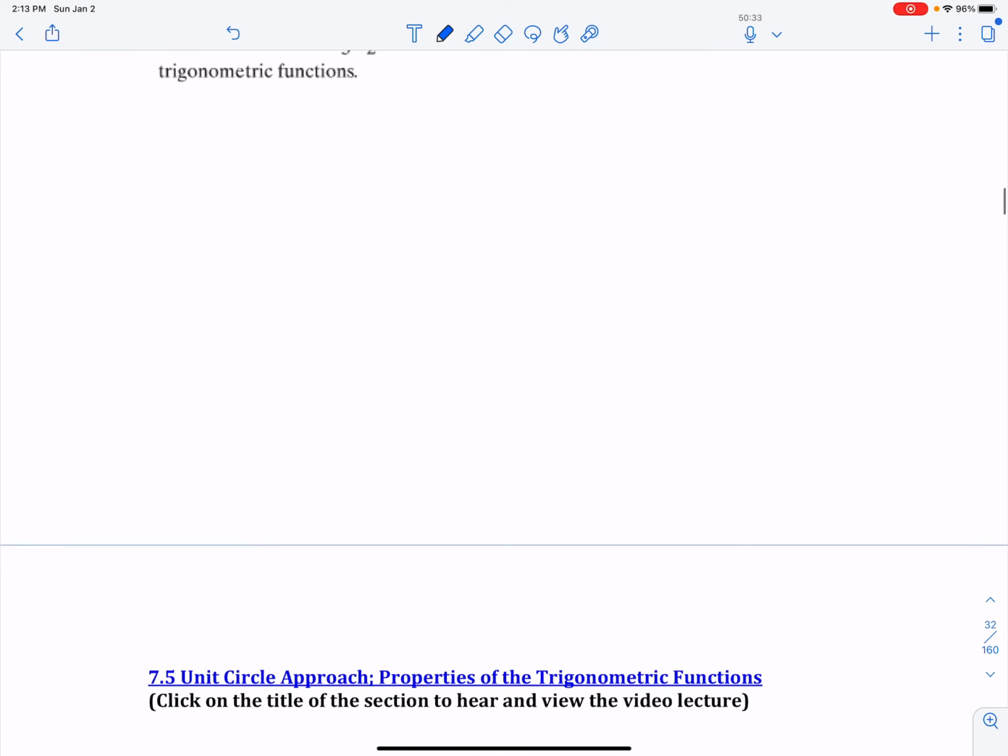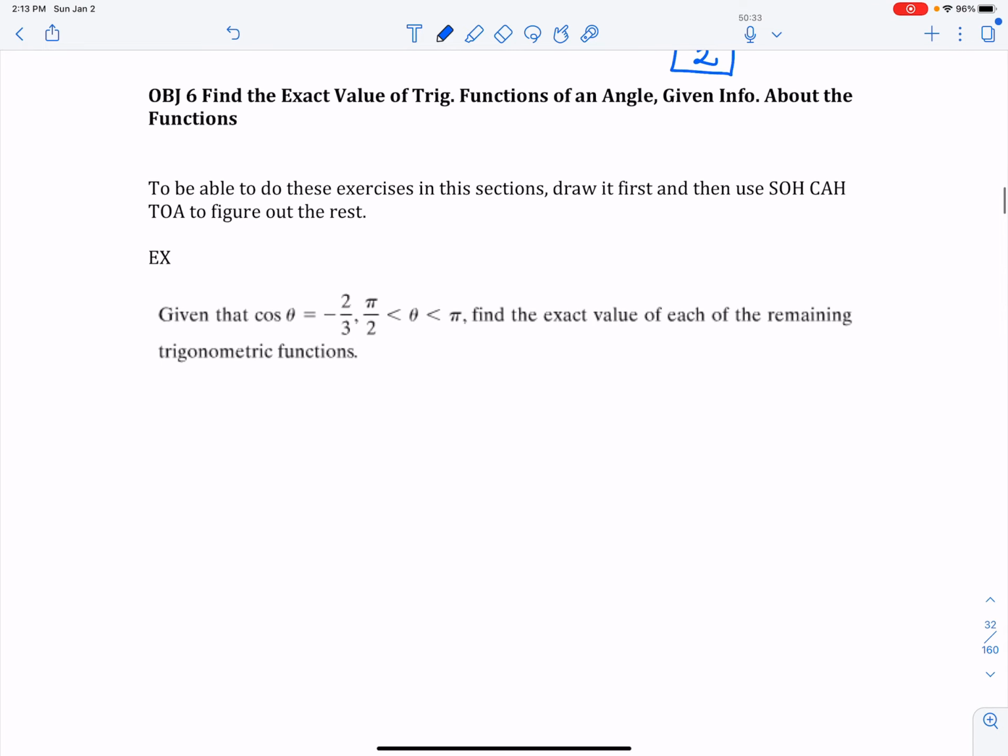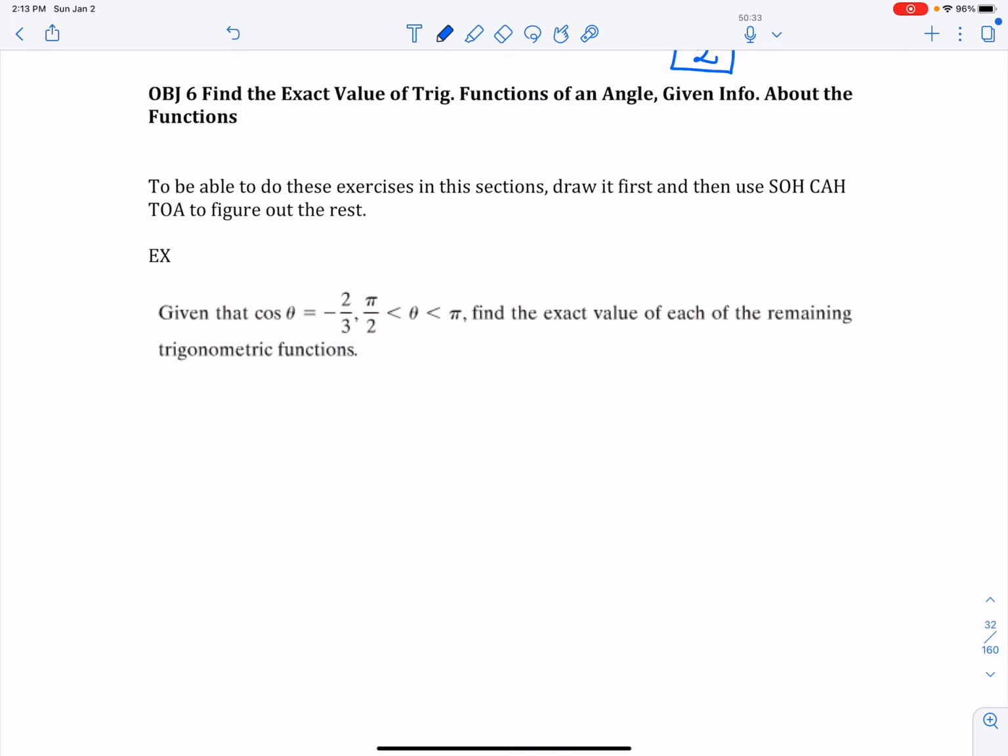Okay, so I think this is the last objective. Yes, it is. So find the exact value of the trig functions of the angle, given information about the functions. Okay, so let's look at this and see what the heck they want us to do. You're going to have to draw it, then use SOHCAHTOA to figure out the rest, okay? So this is going to be a little bit harder than the last objective.